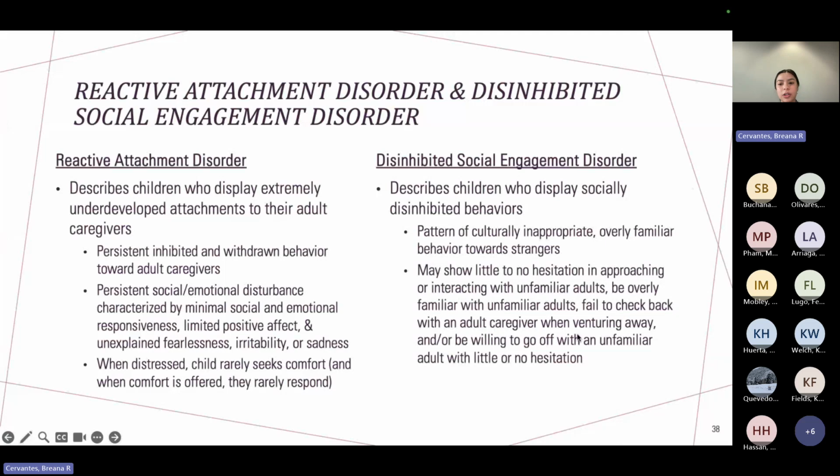And then disinhibited is really about indiscriminate attachment. Now it's the opposite. It's like no filter. It's like I will go to anybody, and the child might be overly familiar towards a stranger, beyond what is culturally acceptable. So you can imagine that can be pretty scary for a parent, or let's say a foster parent or a new adoptive parent, because the child is less likely to be inhibited. They're not scared of going off with this person that is a stranger to them. So this one can be pretty scary for parents.